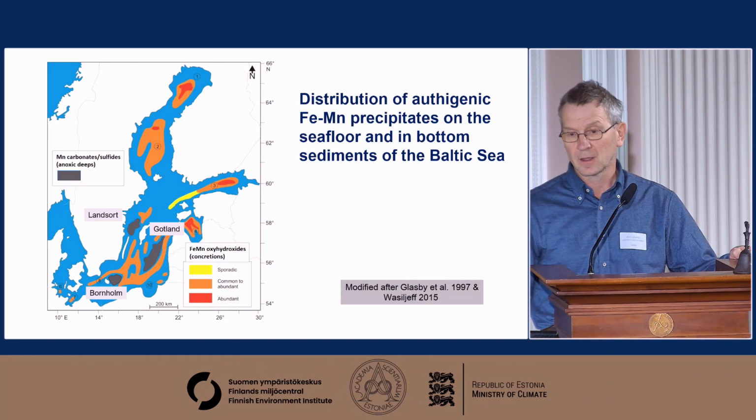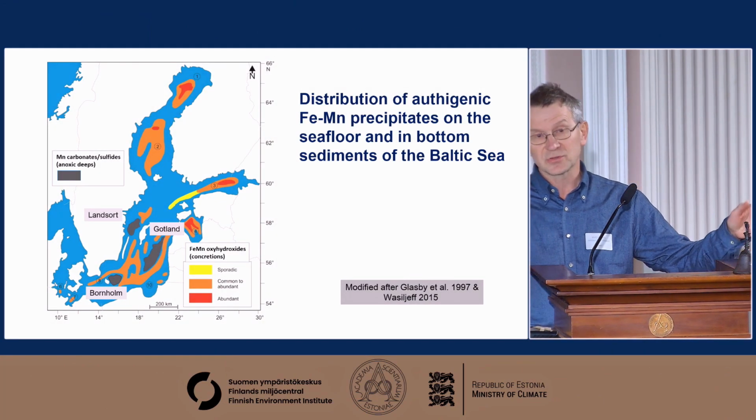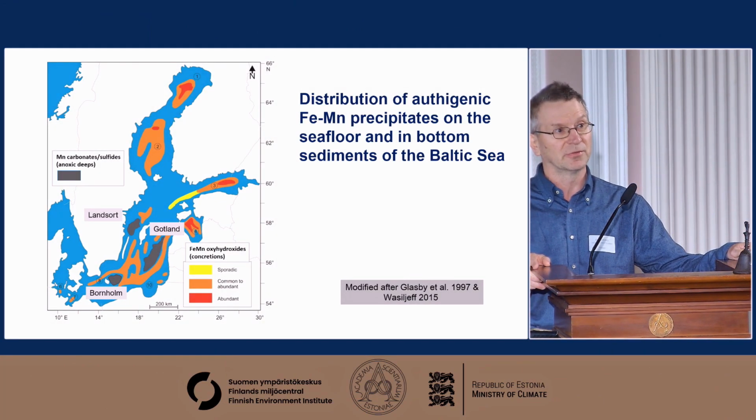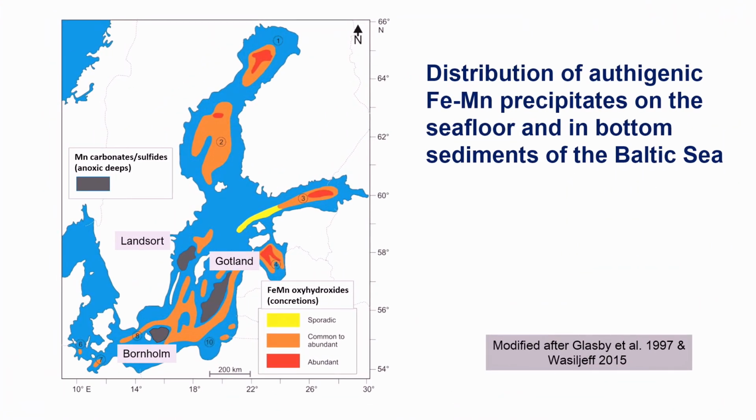Yes, so I'll talk about the precipitates forming at the seafloor in the Gulf of Finland, but first I'll say something more general about the uniqueness of the Baltic Sea. If we look at this figure, it shows where various types of authigenic precipitates occur in the Baltic Sea. This means the minerals that form at the seafloor or in the shallow sediments.